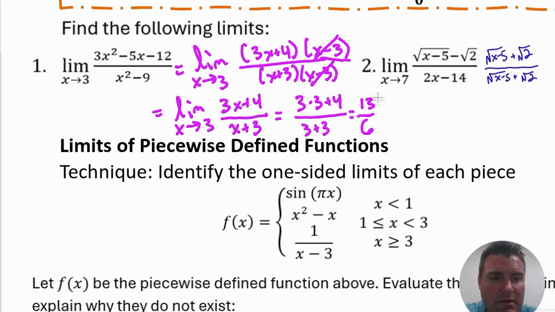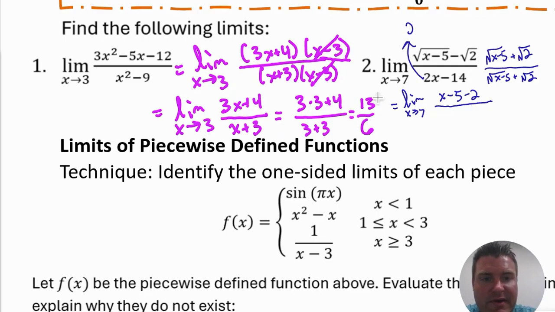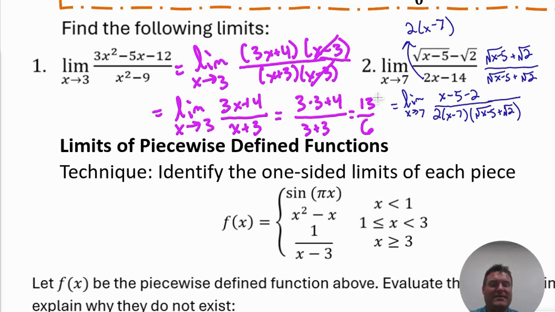And so what's going to end up happening here is I can rewrite this limit as x approaches 7. When I multiply across on the top, because they're conjugates, everything does cancel super nicely. I'm going to get x minus 5 minus 2. On the bottom here, I will quickly factor out that 2. I'm going to leave it as 2 times the quantity x minus 7, and then times my conjugate. I'm not going to distribute anything like that because it's going to make this even uglier than it already is. So on the top, I do get x minus 7, so I can rewrite this top part as x minus 7.